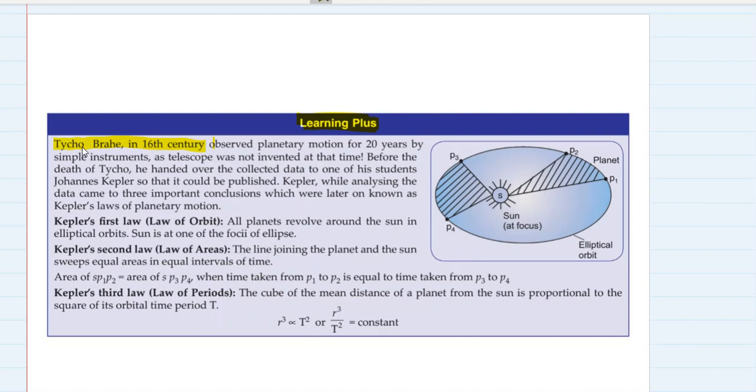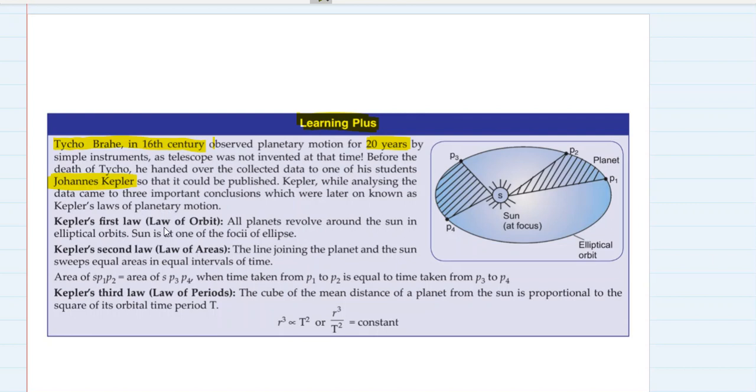Tycho Brahe, who was from the same century as Galileo, observed planetary motion for 20 years by simple instruments, as the telescope was not invented at that time. Before his death, he handed over the collected data to one of his students, Johannes Kepler. So Johannes Kepler was a student of Tycho Brahe. While analyzing the data, Kepler came to three important conclusions.